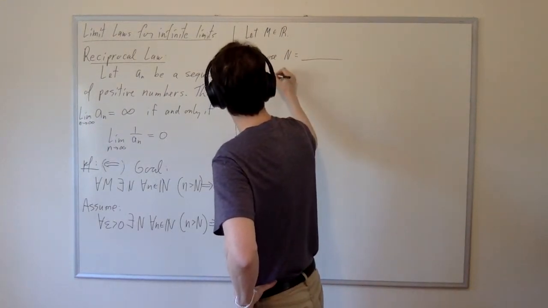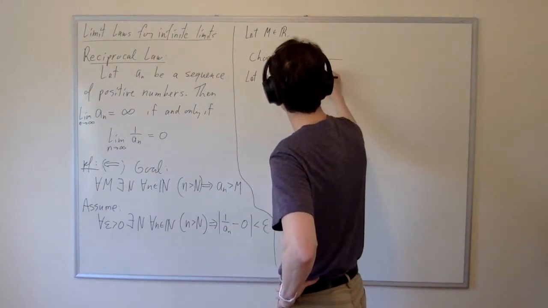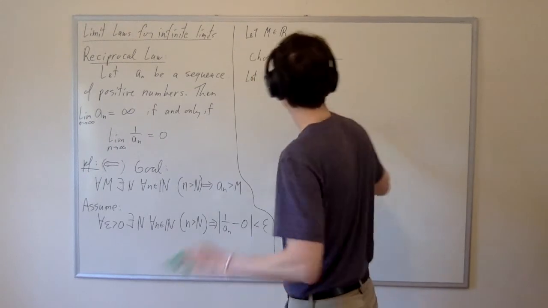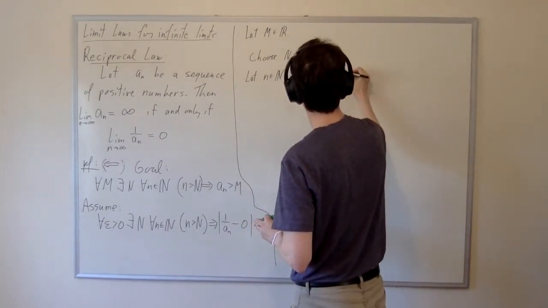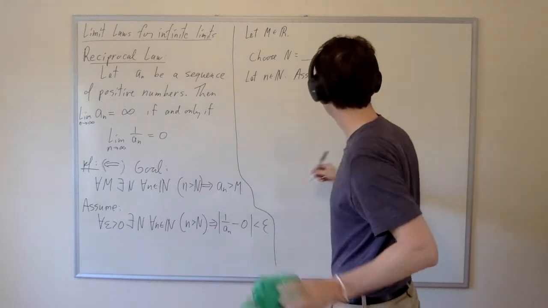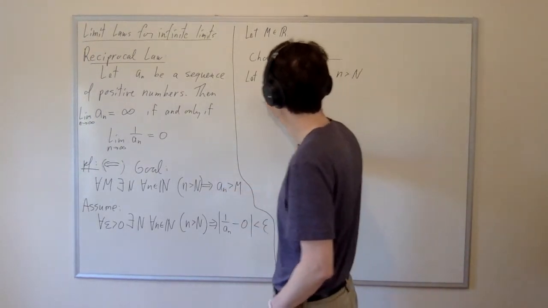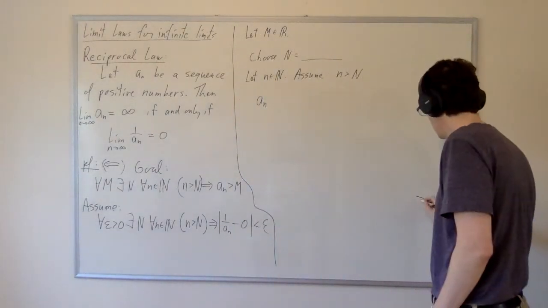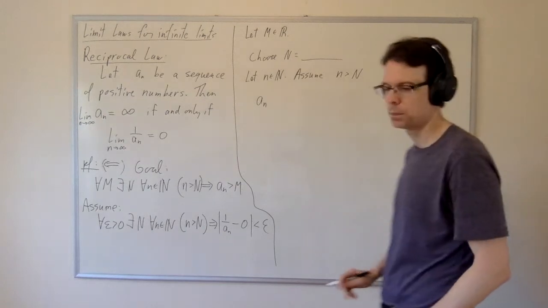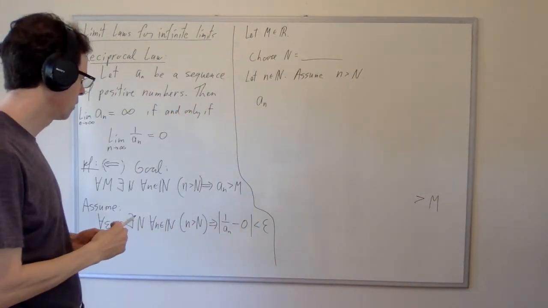So then we're going to let n be a natural number, and we're going to assume, as usual, that little n is greater than cap N. And then the goal, of course, is we're going to try to prove that an is greater than M. So that's what we're trying to prove.